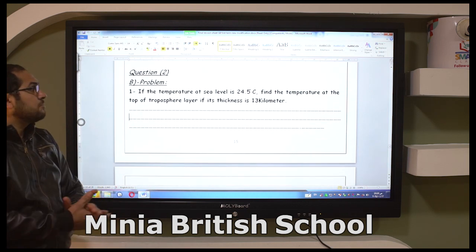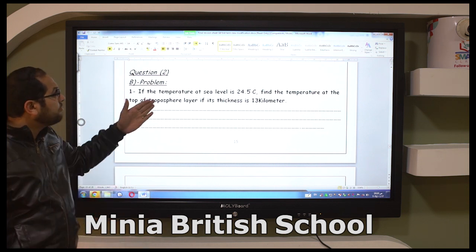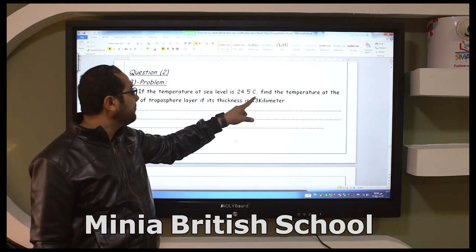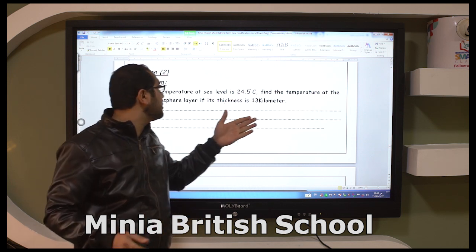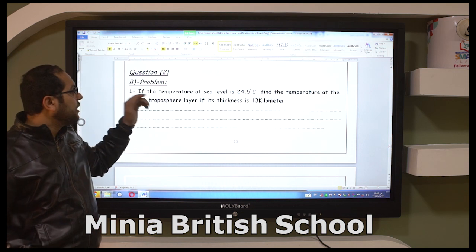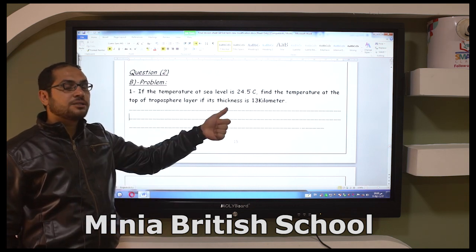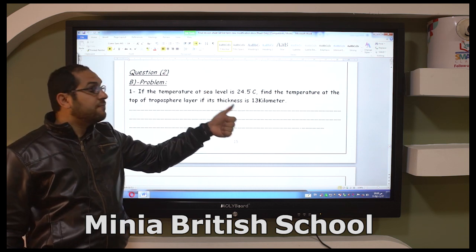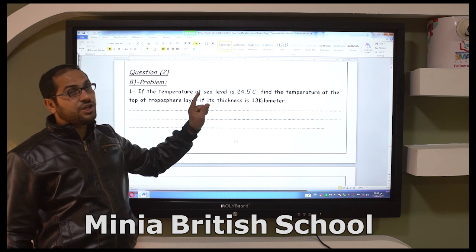Okay, so we have problems. Don't forget, write the rule in the problem. If the temperature at sea level is 24.5 degrees Celsius, find the temperature at the top layer, if the thickness is 13 kilometers. Okay, first you must find what? The amount of change.